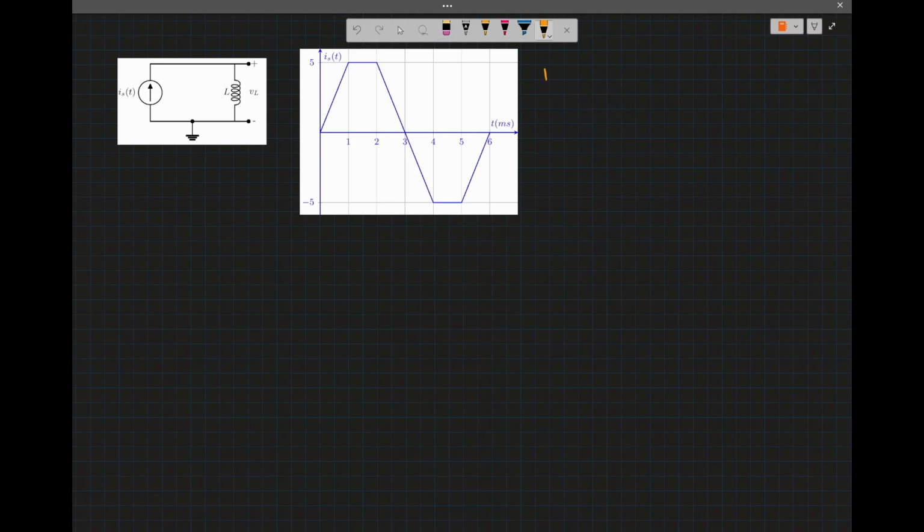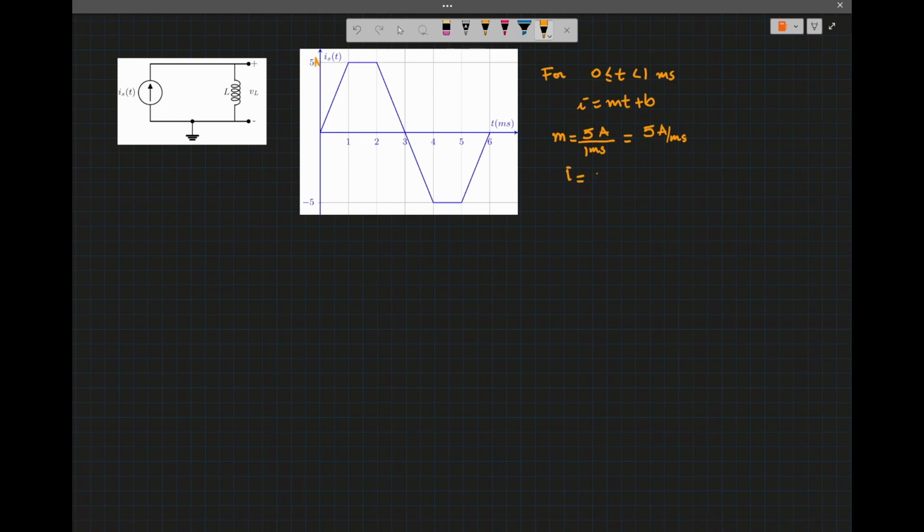So for 0 less than or equal to t less than 1 millisecond, the equation is a straight line, so it will be mt plus b. So m is the slope, which is the rise over run. The rise is 5, and this is in amps. So the rise is 5 amps divided by the run, which is 1 millisecond. So it's 5 amps per millisecond.